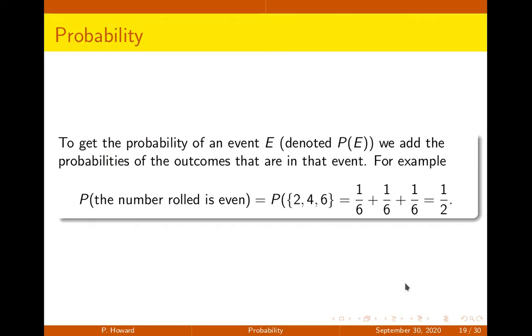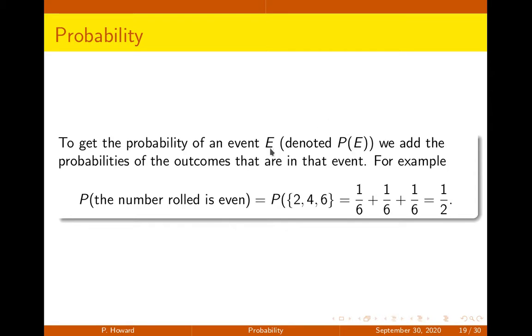And then to get the probability of an event, here's some notation that's used in both of our textbooks. If E is an event, then capital P of E, that's P followed by capital E in parentheses, is shorthand for the probability of the event E. So in any particular example, this will be a number between 0 and 1, as we've seen.